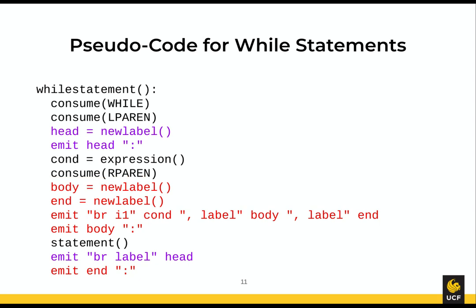And then just like we do for an if statement, we create two labels, one for the body of the while loop, one for the code that follows the while loop. We emit the branch, just like we did before. We emit a label for the body. We recursively call statement to produce the code for the statement. I've highlighted in purple the differences from an if statement. Here is where we put our unconditional branch, at the end of the body, but before the end label. The end label represents the code after the while loop.